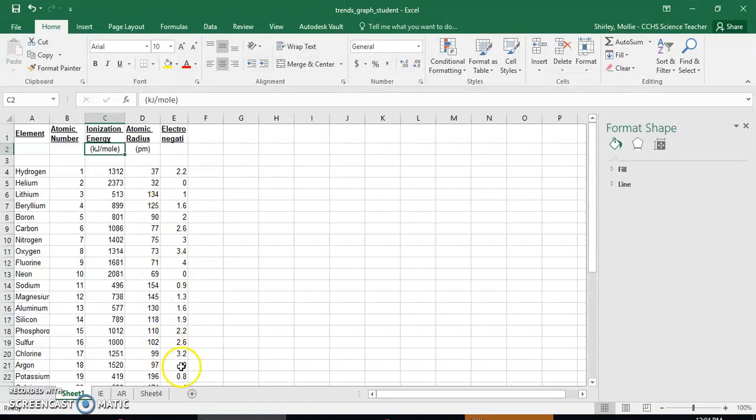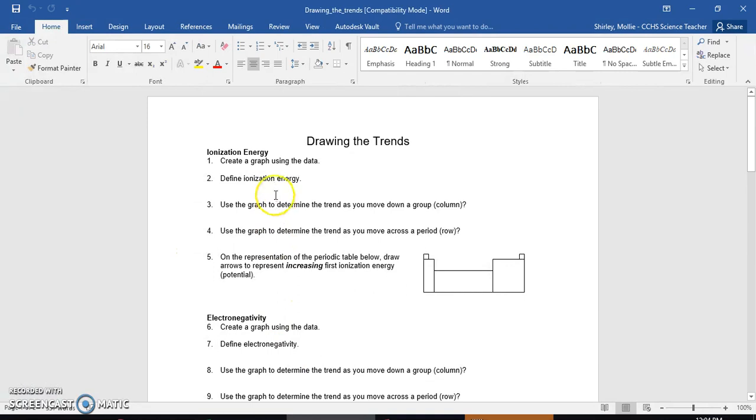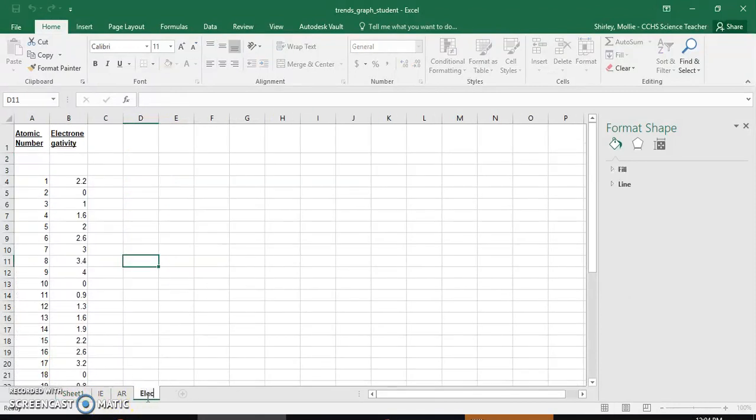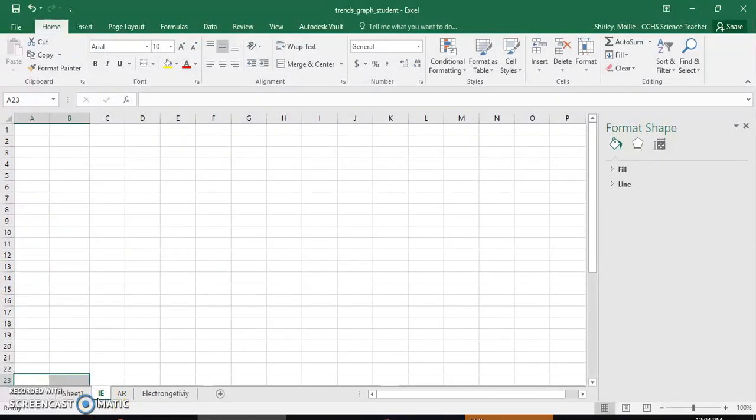Okay? So what we're going to do here, we are going to create some graphs of our data, and we're always going to be graphing our atomic number versus our property. So atomic number on our X, ionization energy on our Y. We're going to end up making 3 graphs here. So I went ahead and made 3 different tabs, one for each. So EI for ionization energy, AR atomic radius, and then electronegativity.